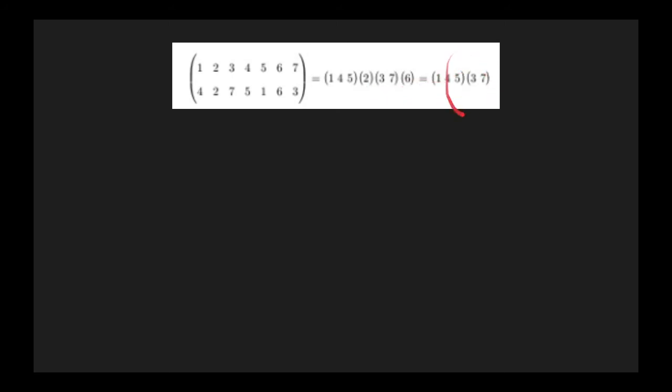That means from this we should be able to write the permutation. How? Here 1's image is 4, 4's image is 5, and 5's image is 1. 3 goes to 7, 7 goes to 3, and the rest of the entries go to themselves.